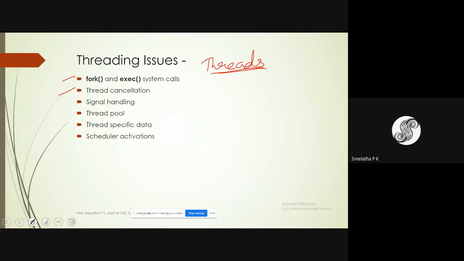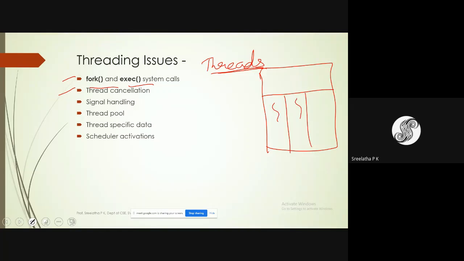Next, first is the use of fork and exec. This is a thread which is executing, and in this thread I use fork. What happens when a fork is called? A new process is created. Correct? So it is the new process of this particular thread, that is, a copy of the thread is created, or a copy of the complete process, the program, is created. So there are some issues which have to be handled.